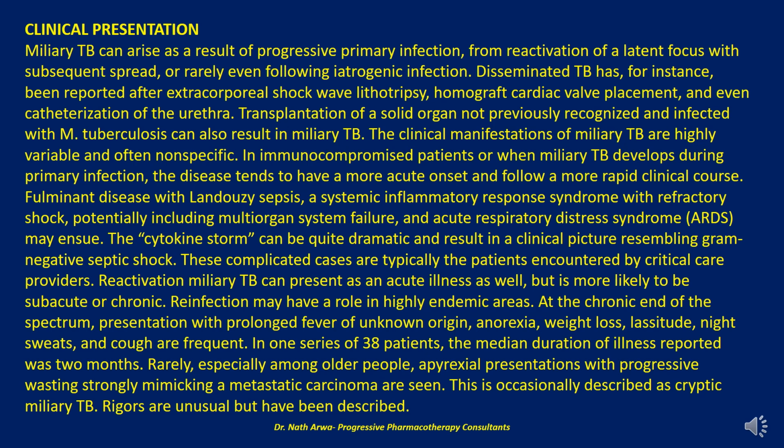At the chronic end of the spectrum, presentation with prolonged fever of unknown origin, anorexia, weight loss, lassitude, night sweats, and cough are frequent. In one series of 38 patients, the median duration of illness reported was 2 months. Rarely, especially among older people, apyrexial presentations with progressive wasting strongly mimicking a metastatic carcinoma are seen. This is occasionally described as cryptic miliary TB. Rigors are unusual but have been described.